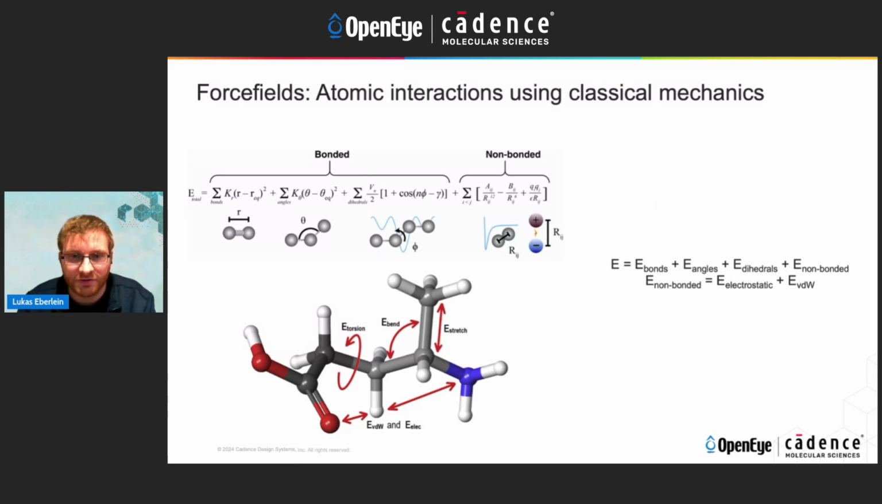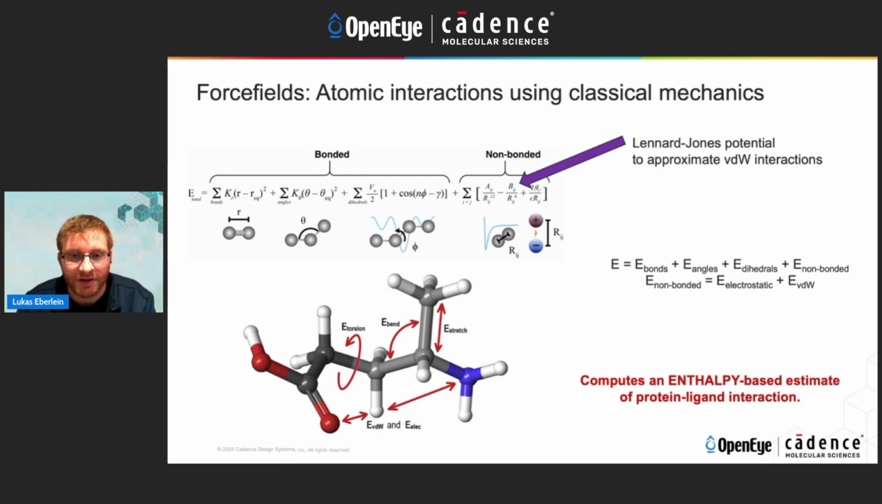The non-covalent interactions are electrostatic and van der Waals interactions. Electrostatic interactions are evaluated using the Coulomb potential, while van der Waals interactions are often approximated using the Lennard-Jones potential. The molecular mechanics force fields allow us to calculate an enthalpy-based estimate of protein-ligand interactions.